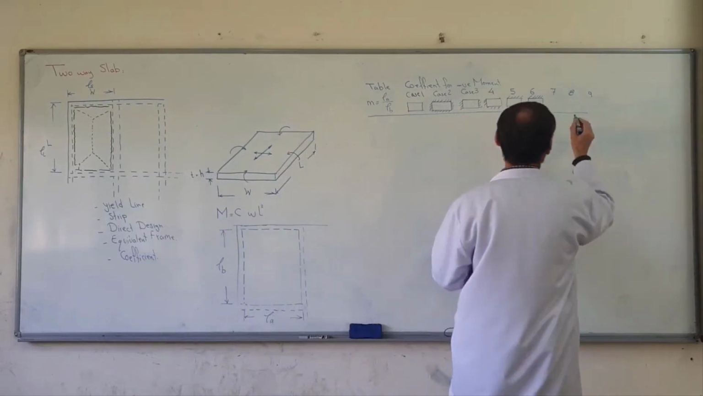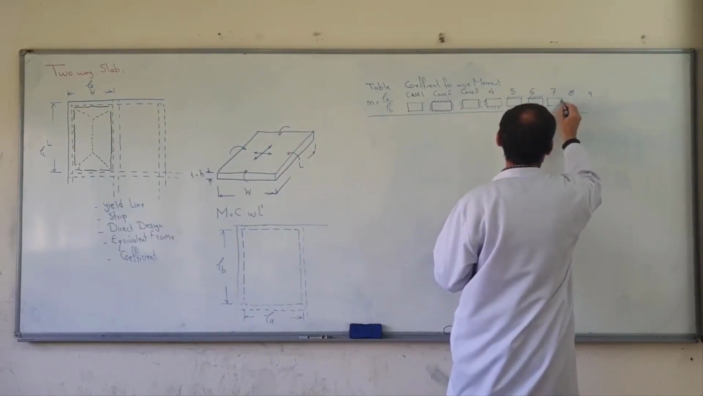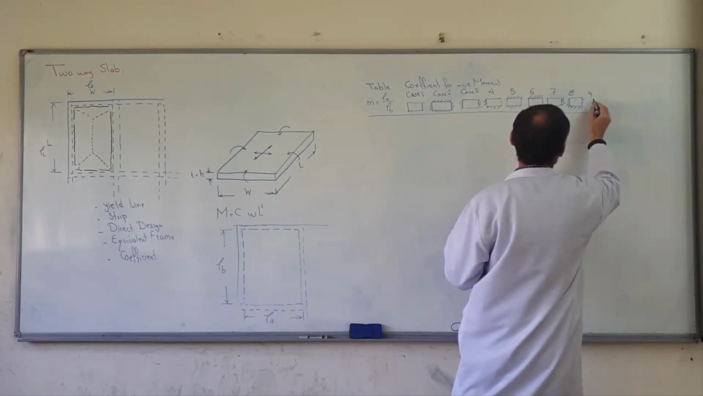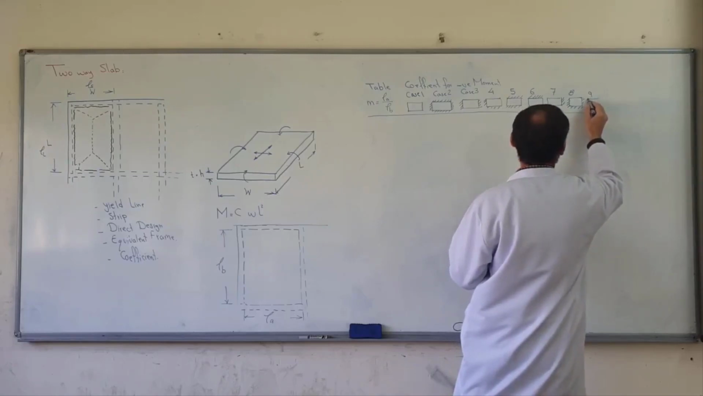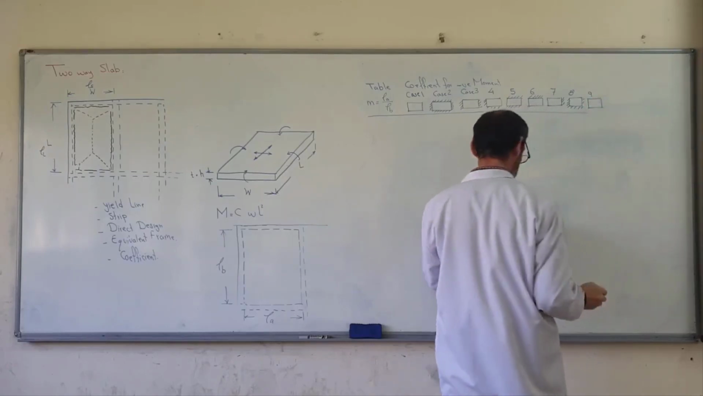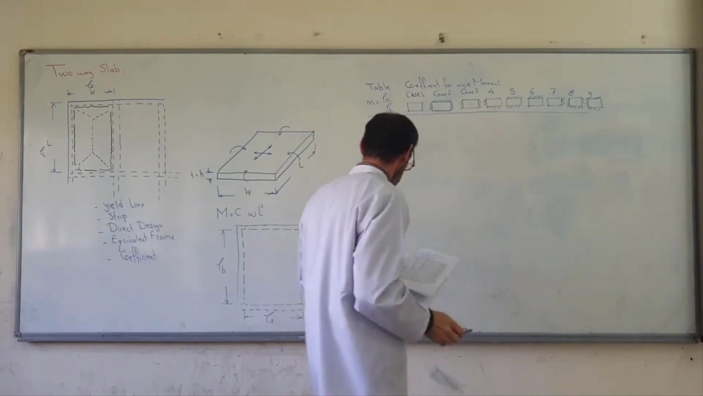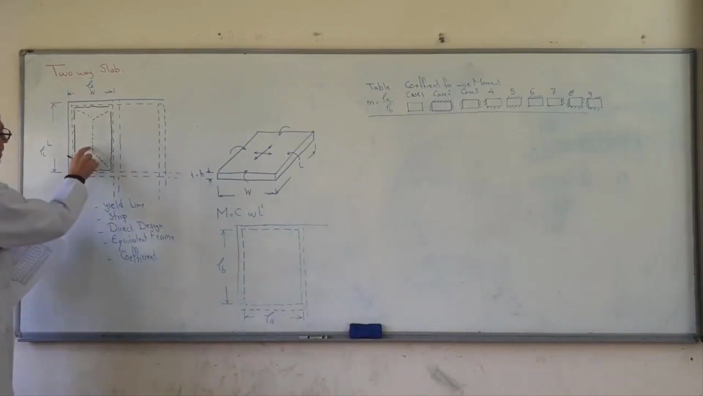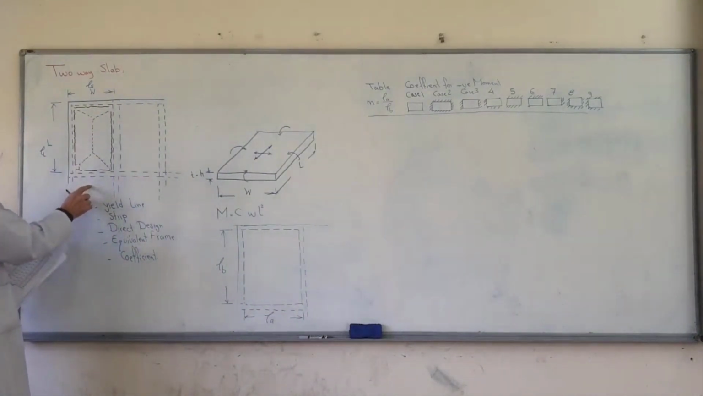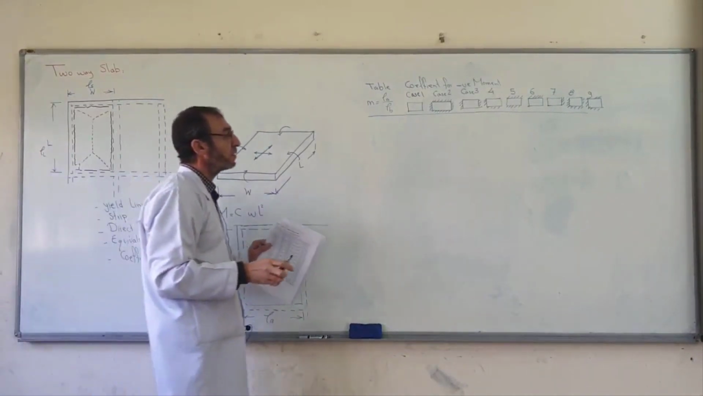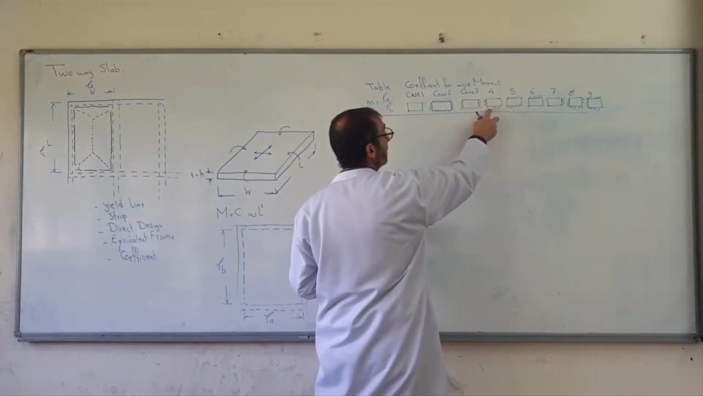Case 7, one direction continuous. Case 8, we have 3 directions continuous. Case 9, we have these 3 directions continuous. This direction continuous, this direction continuous, this direction not continuous, this direction not continuous. Let me go to the table. It is case 4.